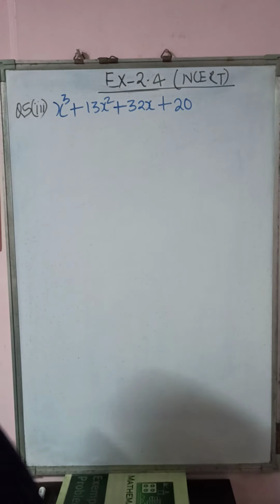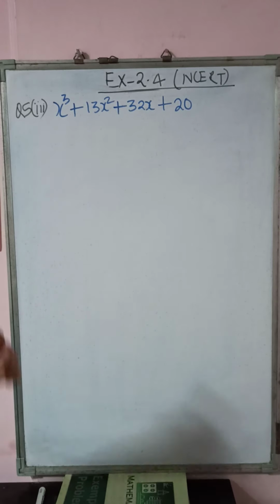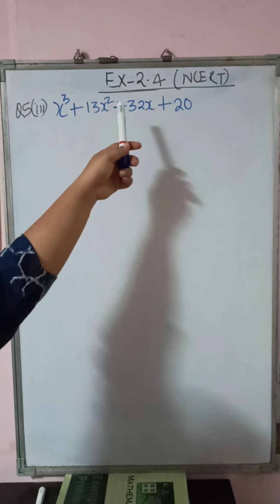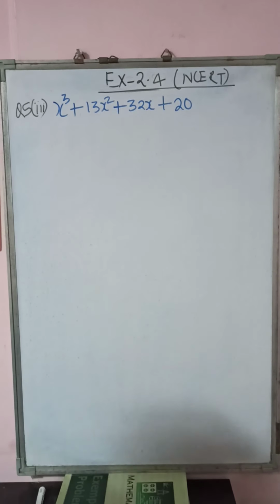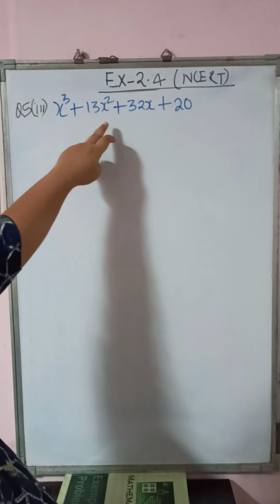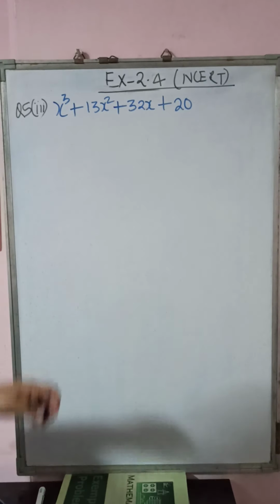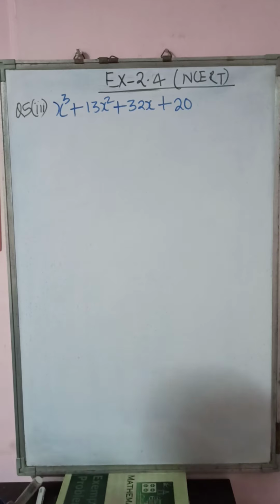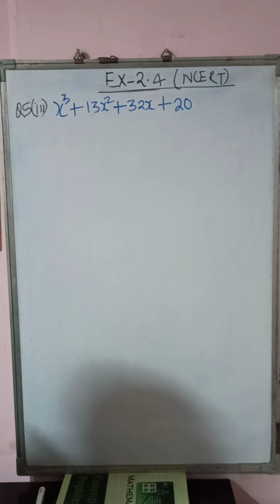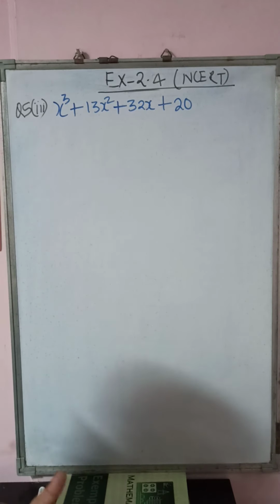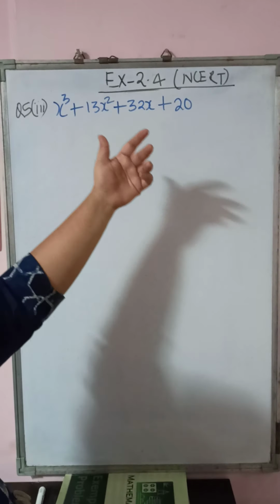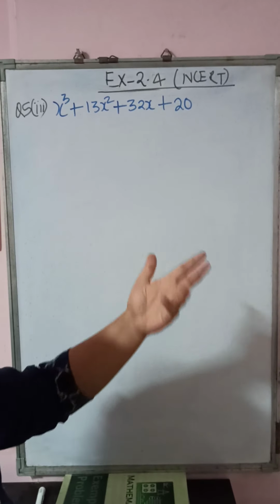Okay, children, so today we are going to learn question number 5, third part, exercise 2.4. This is a cubic polynomial. As you all know, cubic polynomial means the degree of the variable is 3. We all know that a cubic polynomial has 3 zeros. The way a linear polynomial has 1 zero and a quadratic polynomial has 2 zeros, in the same way a cubic polynomial will have 3 zeros, which means it will have 3 factors.